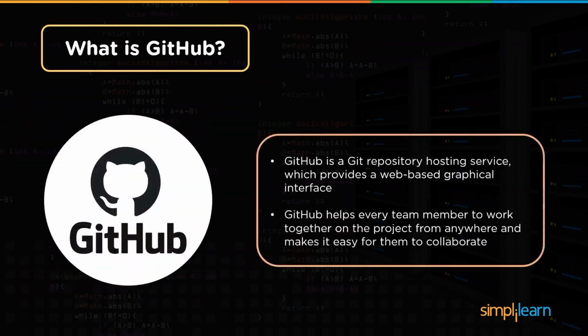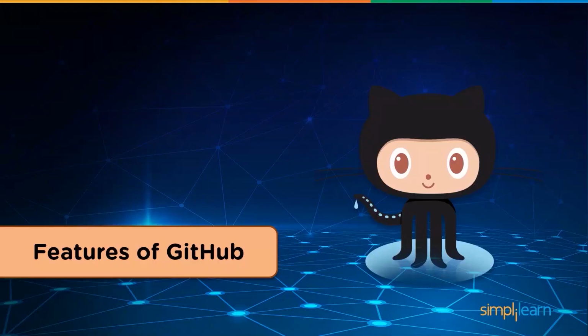GitHub is a service hosted on the web where all the projects are stored. Every project on GitHub has its own repository and its unique URL. GitHub provides a graphical interface to store the files and helps team members to coordinate on the project from anywhere. GitHub provides several access control and collaboration features like wikis and basic task management tools for every project. Let's now have a look at the features of GitHub.